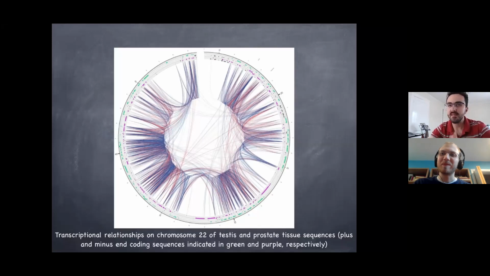And this is the very next slide. So here, this image, a rather complicated sequence of lines, denotes the transcriptional relationships between various segments on chromosome 22. This is where scientists have gone in and pinned down where specific tissue proteins in the testes and prostate originate from on chromosome 22.